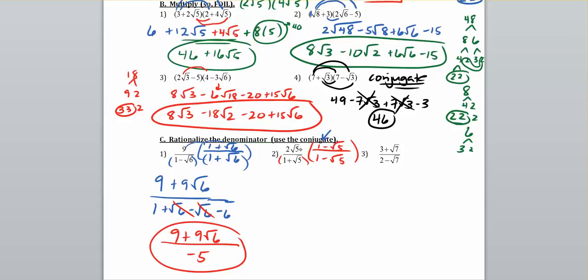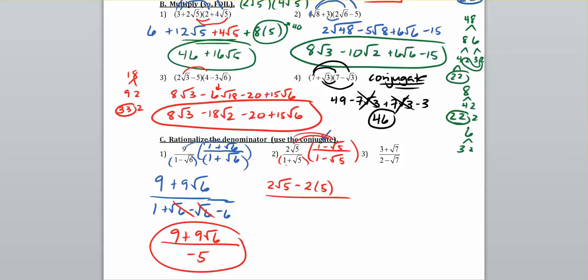Let's do the numerator first. Since it's one term times a binomial, I'm just going to distribute. So 2 root 5 times 1 is 2 root 5. Now 2 root 5 times negative root 5, it's negative. 2 times 1 is just 2, but root 5 times root 5 is 5. So I'll come back and change that in a minute. If some of you can look at that and say, oh, it's 2 times 5 is 10, that's great.